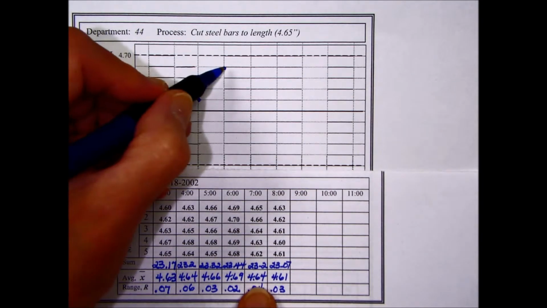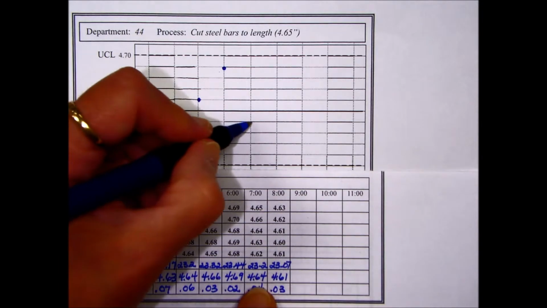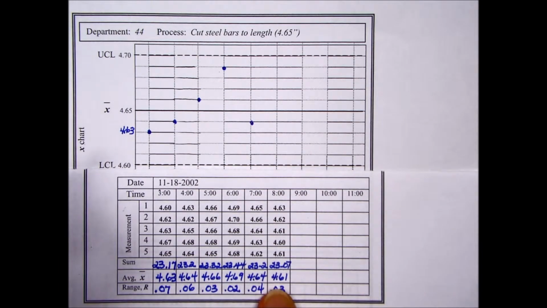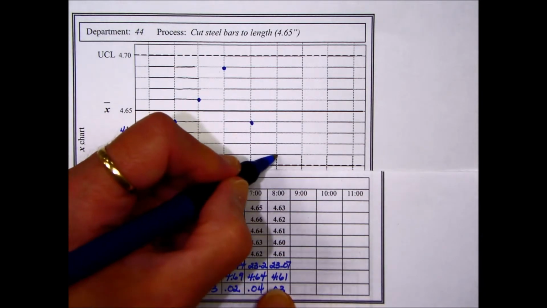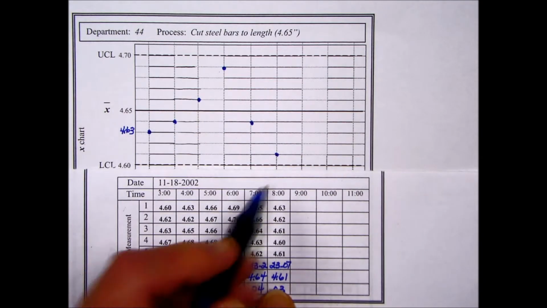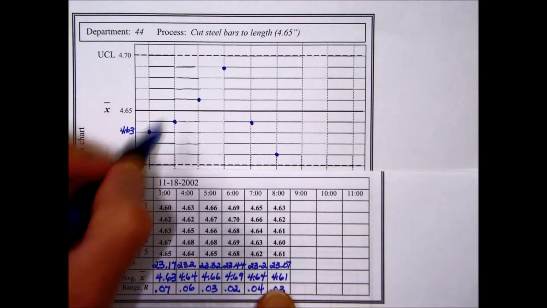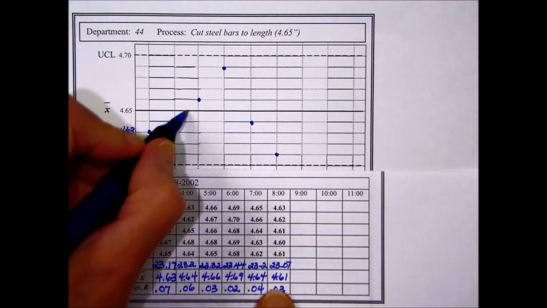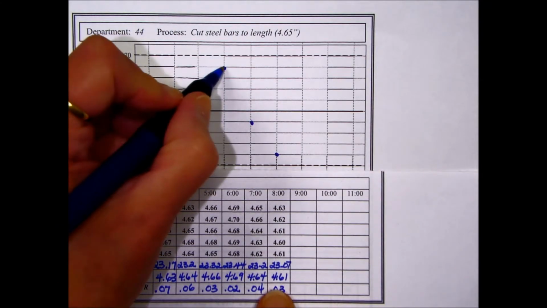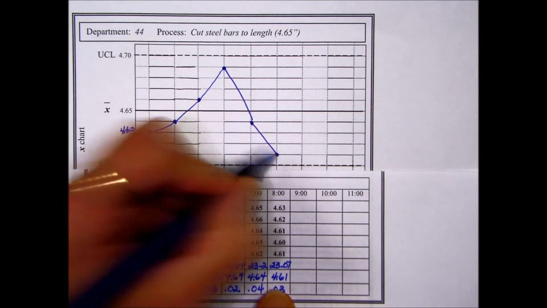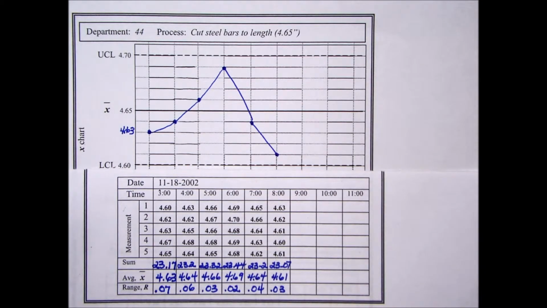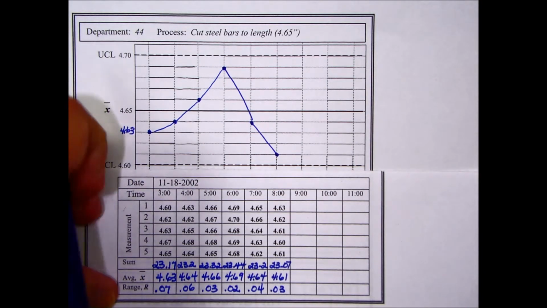At 7 o'clock, the next hour, we're back down to a 4.64 and then a 4.61, which is approaching our lower control limit. Connecting these, it's telling us the result of the average measurement during each one of these hours.